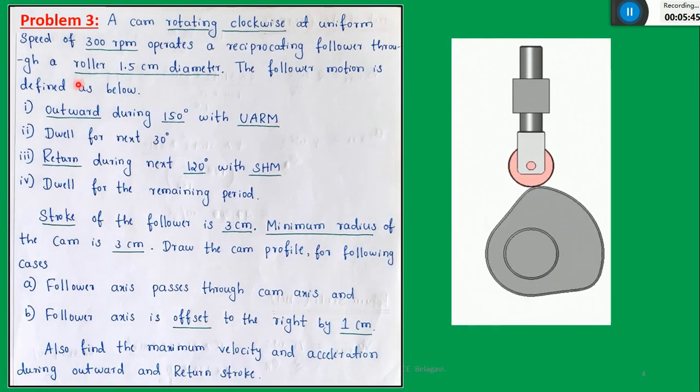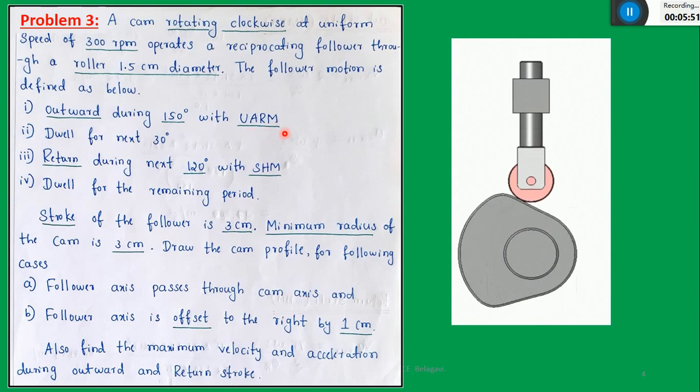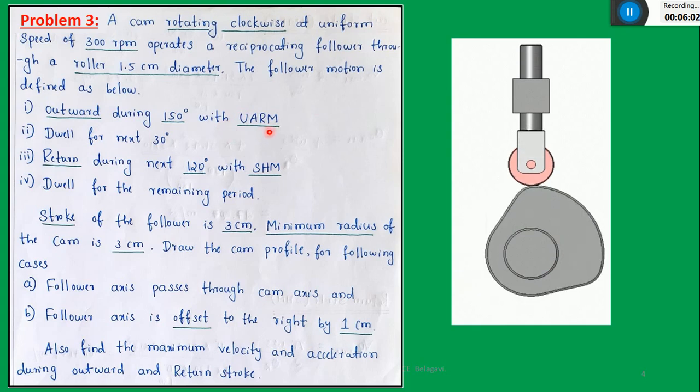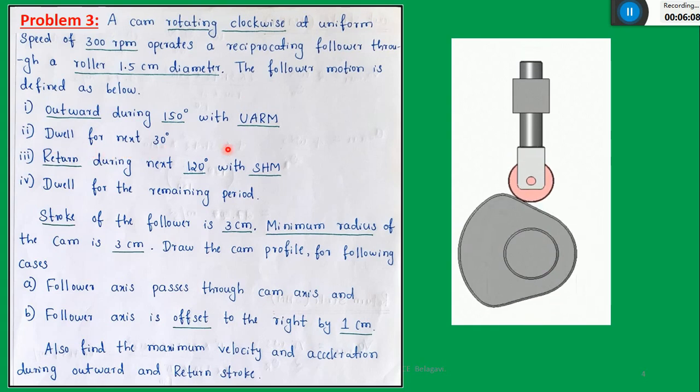The first condition is the follower is moving outward during 150 degree with a uniform acceleration and a retardation motion. You can see for the first 150 degree rotation of this cam, from 0 to 150, the follower is moving in upward direction with uniform acceleration and a retardation motion. So this is given. And after that, dwell for the next 30 degree.